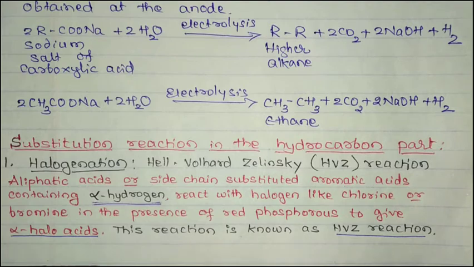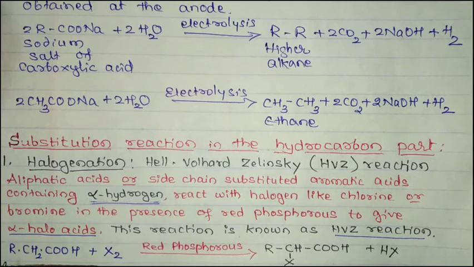Now let me write the general reaction. This is the general reaction for an aliphatic acid which contains an alpha hydrogen atom. The hydrogen atoms which are attached to the alpha carbon atom are called alpha hydrogen atoms. Aliphatic acids react with chlorine or bromine in the presence of red phosphorus and give alpha halo acids. This is the alpha carbon atom. This reaction is known as the HVZ reaction.